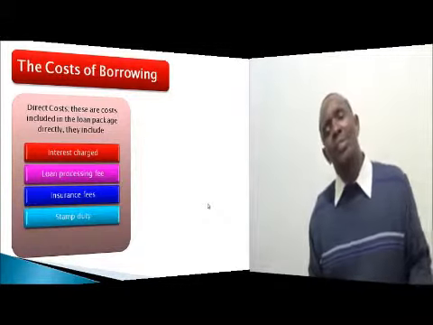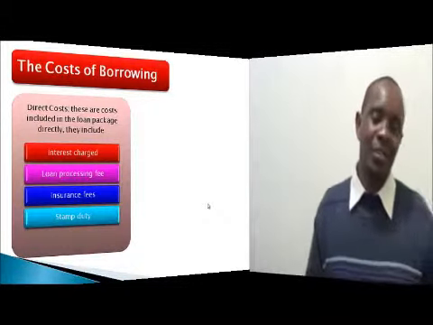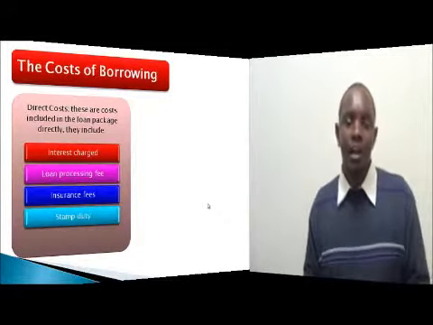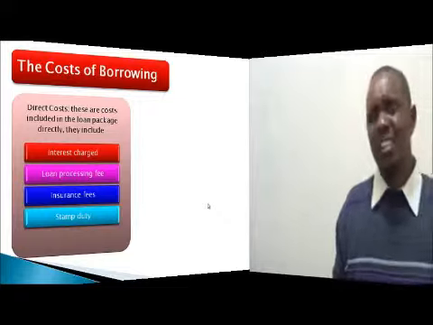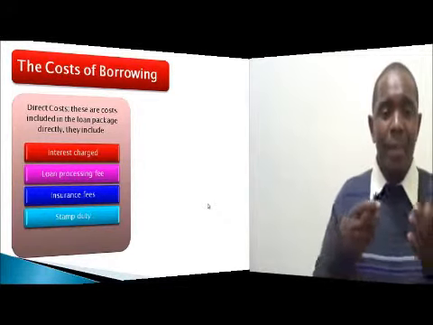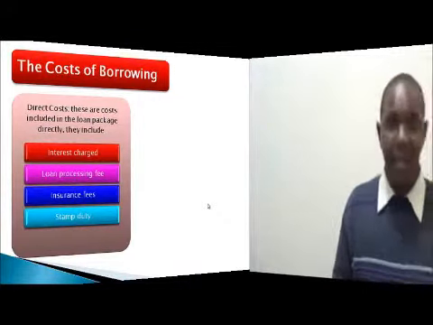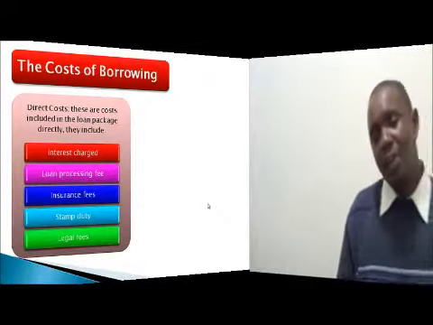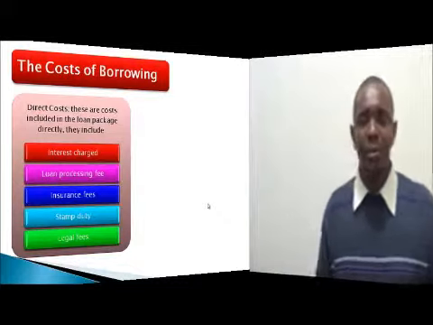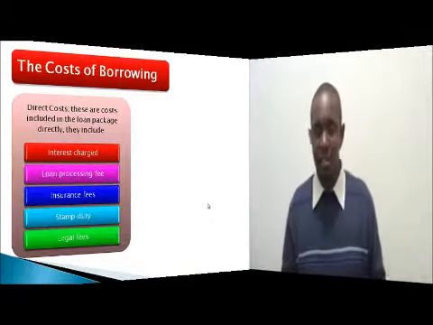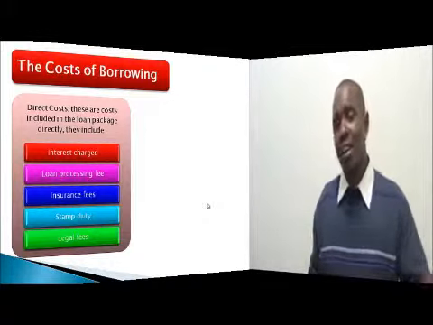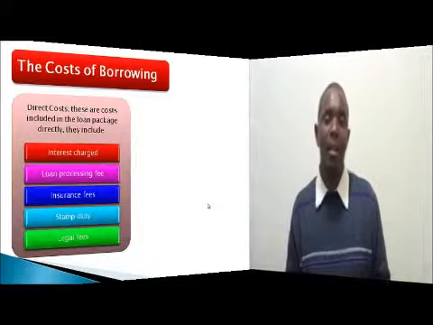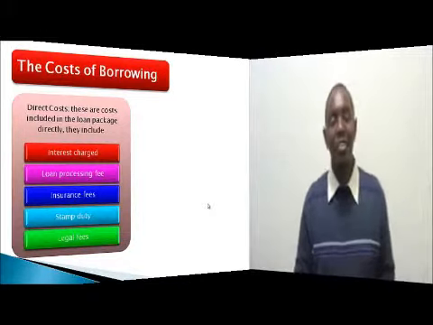Then there is the stamp duty. This goes to the government. So these are direct charges which are pegged on the loan. These are the basic things that you need to know as direct costs for the loan. There are also legal fees. Normally this comes with, for example, mortgages, where there are transfers involved. Remember, there's ownership here and some agreements that have to be made. So legal fees are also a direct cost.